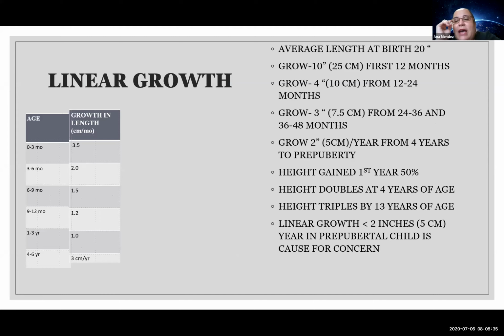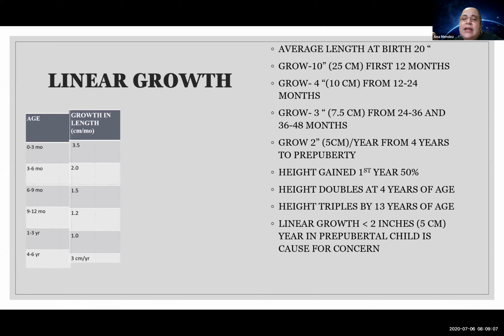Growth. So the average length at birth is 20 inches. Children will grow around 10 inches or 25 centimeters in the first 12 months of their lives. Then they will grow around 4 inches from 12 to 24 months, 3 inches from 24 to 36 months, and then grow around 2 inches or 5 centimeters per year from 4 years to puberty.